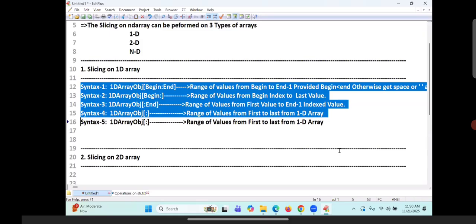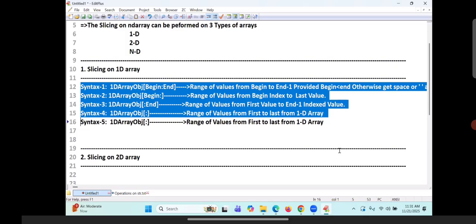I want alternative values: 0th value, 2, 4, 6, like that. What is that step? Plus 2. I want 0, 3, 6, 9. What is the step? Plus 3. Plus step indicates which direction? Very good. Minus 1, minus 3, minus 5, minus 7. Which direction? Backward direction. What is the step? Minus 2. Are you following?